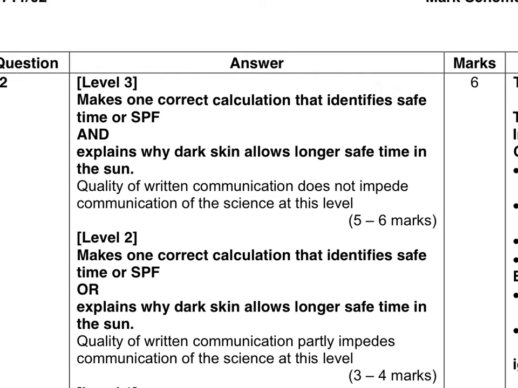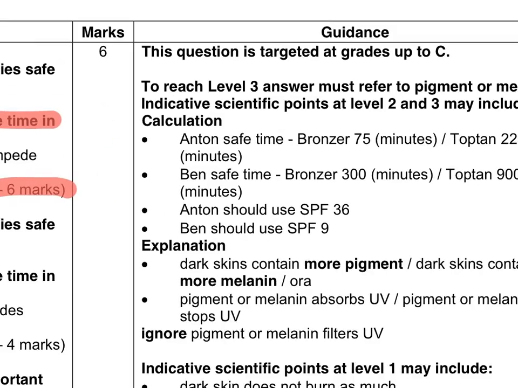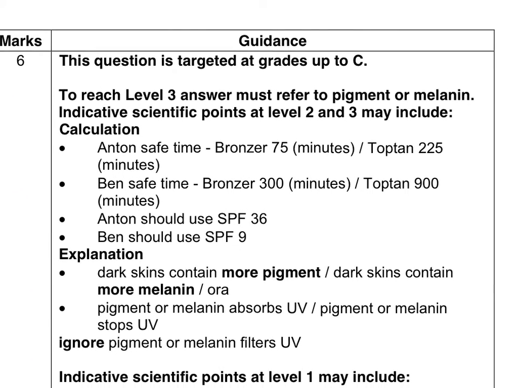Now to get level 3 and to get those full 5 to 6 marks, you need to make 1 correct calculation and you need to explain why dark skin allows longer safe time in the sun. So let's cover the calculations first. It tells you the answers here, but it doesn't tell you how to work it out. So let me talk to you a little bit about it.